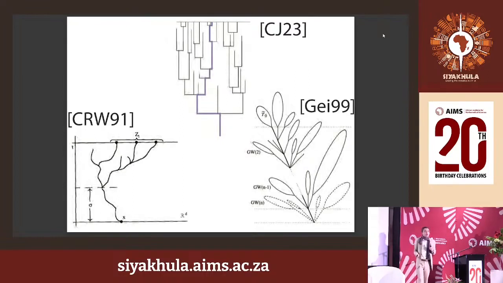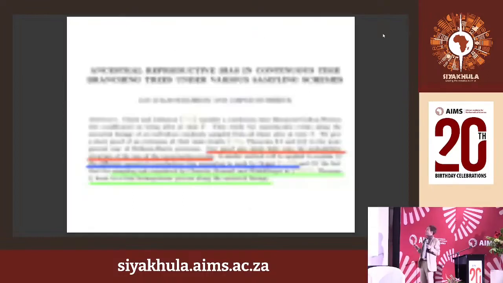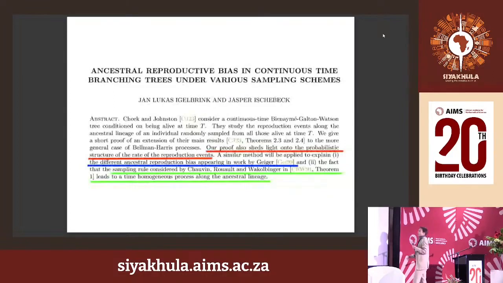Let's start with the first one, and I will not bother you too much with details, but with another abstract. So Jasper and me, we wrote in our abstract, our proof sheds light onto the probabilistic structure of the rate of reproduction events. Remember, the rate Cheek and Johnston observe in the first model is time heterogeneous. And then we write, we use the same method for this stuff by Geiger and for the third model. Wonderful. So I'm standing here and telling you, we shed light onto this thing. Let's see if I can really do that.